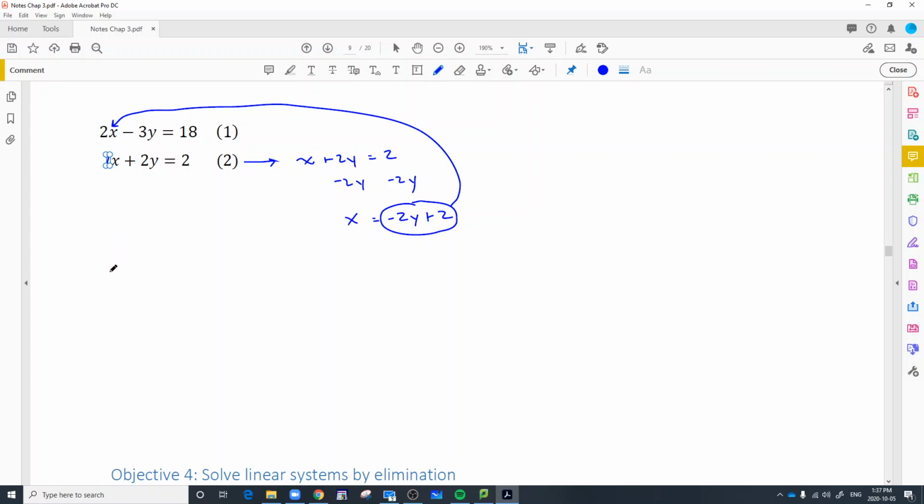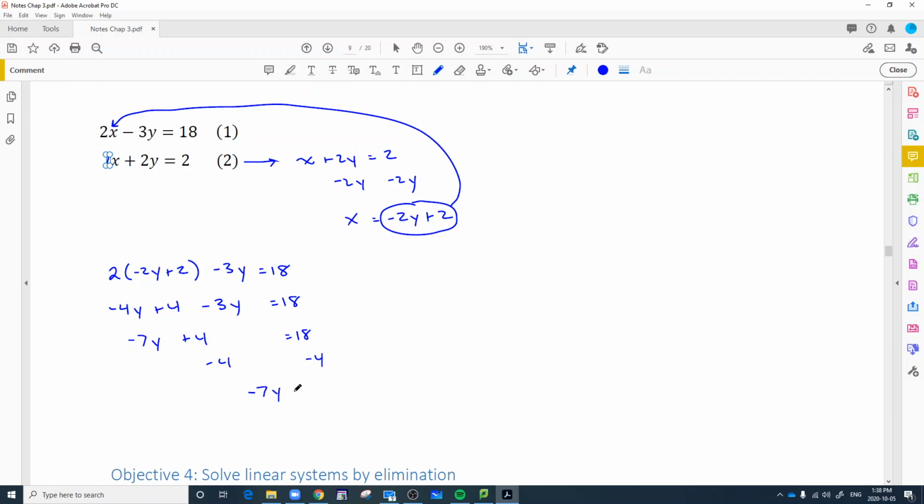So I'm going to plug in for x. I get 2 times -2y plus 2 minus 3y equal to 18. I'm going to distribute through. I get negative 4y plus 4 minus 3y equals 18. I'm going to collect like terms. Negative 7y plus 4 equals 18. I'm going to subtract 4 from each side.